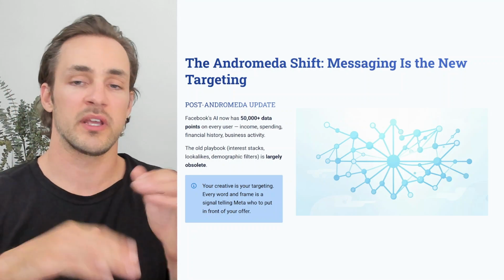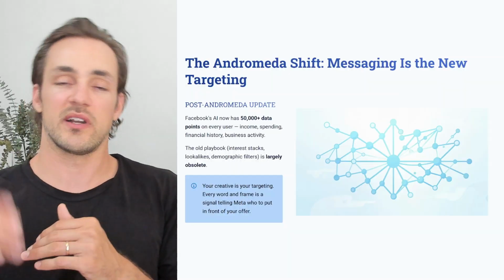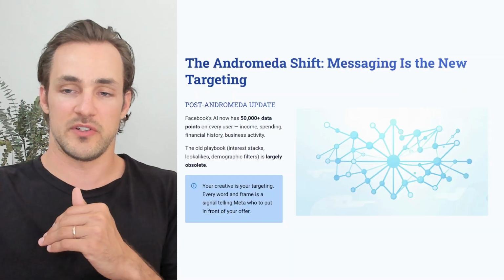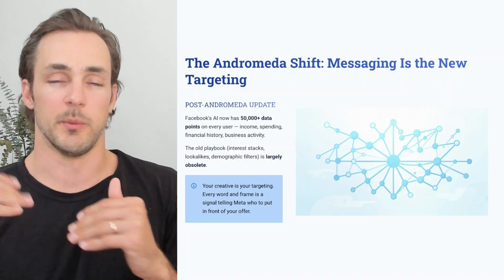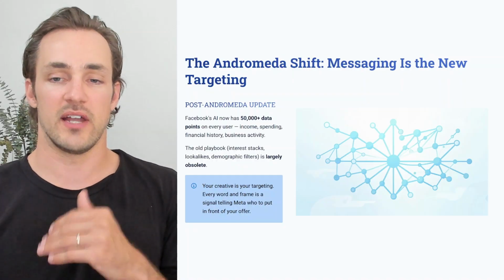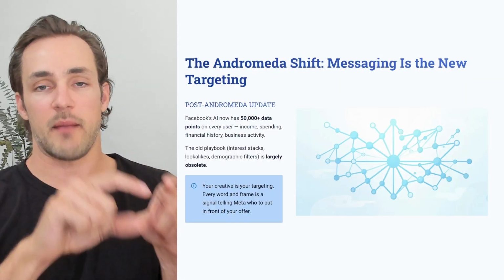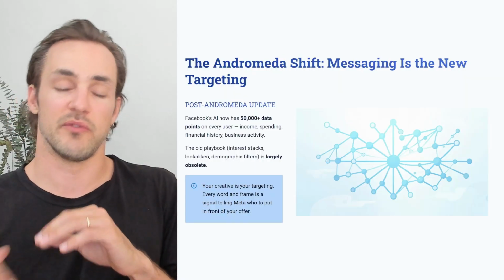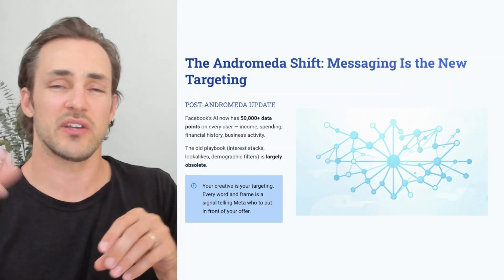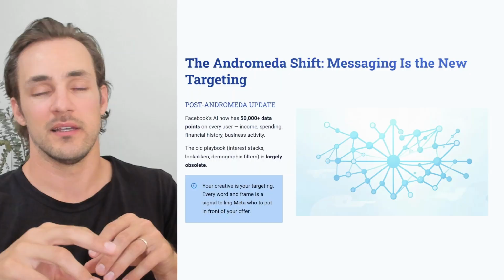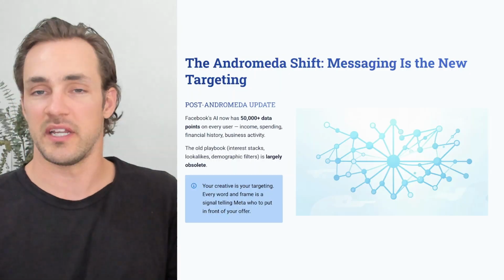The old playbook was building the interest stack, stacking lookalike audiences on top of each other, and layering in some demographic filters. You even used to be able to target people based on revenue. You can't do that necessarily anymore. So that playbook is largely obsolete. Facebook's AI is now smarter than all of that. It's going to find that audience pocket irrespective of any of your settings.